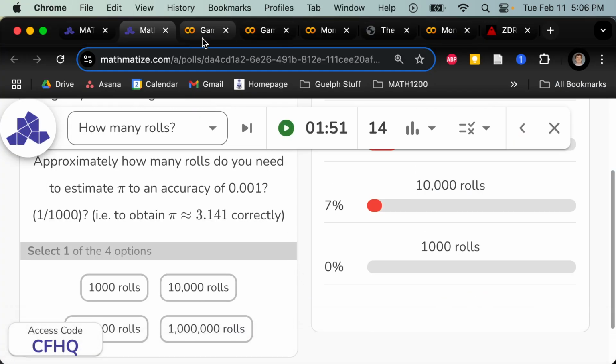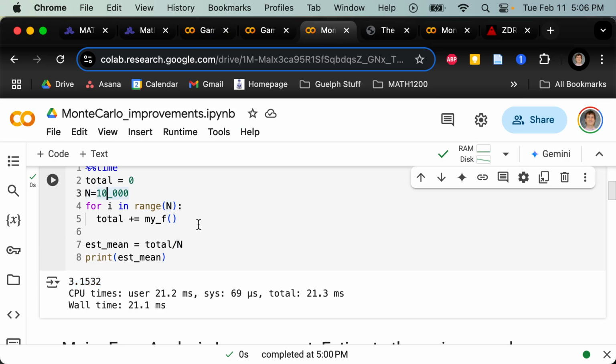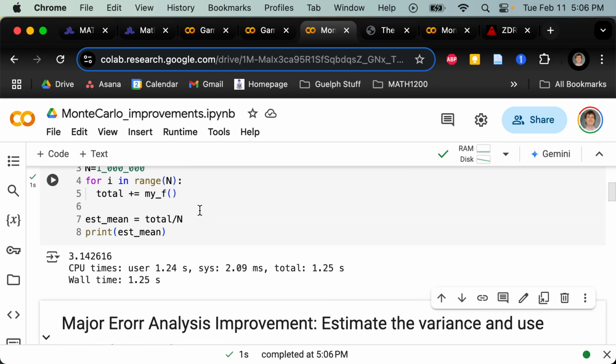So in our code, 10,000 samples gave 3.153. So not only is the first decimal right, the second decimal is wrong. If I multiply by 100, then we should get one more decimal. So I did 10,000, and if I do 1 million, then we should get 1 extra decimal, 3.142. So we still don't actually have that last decimal digit.